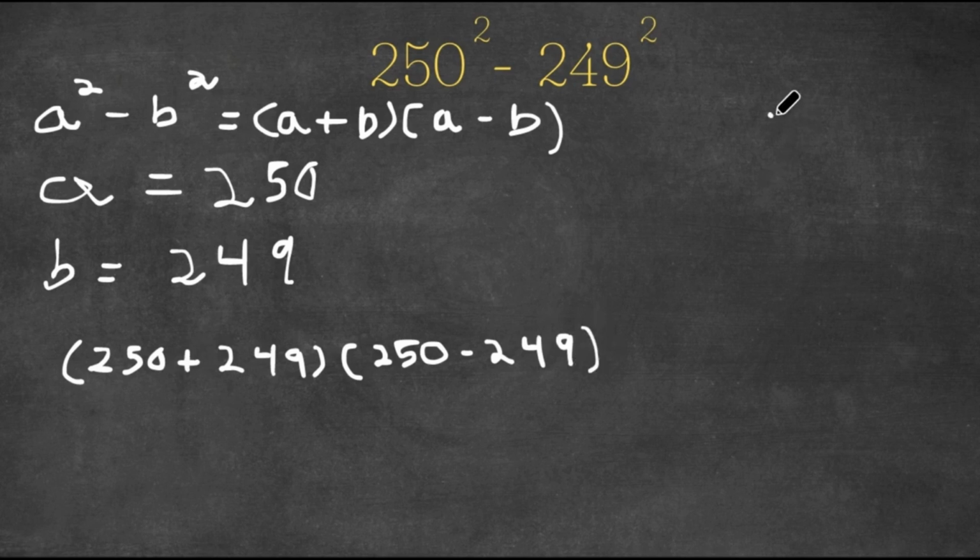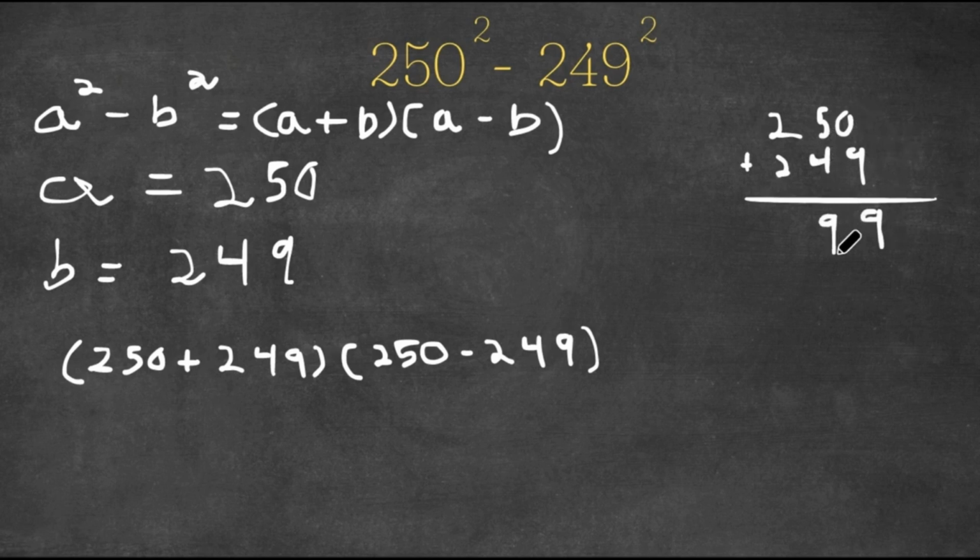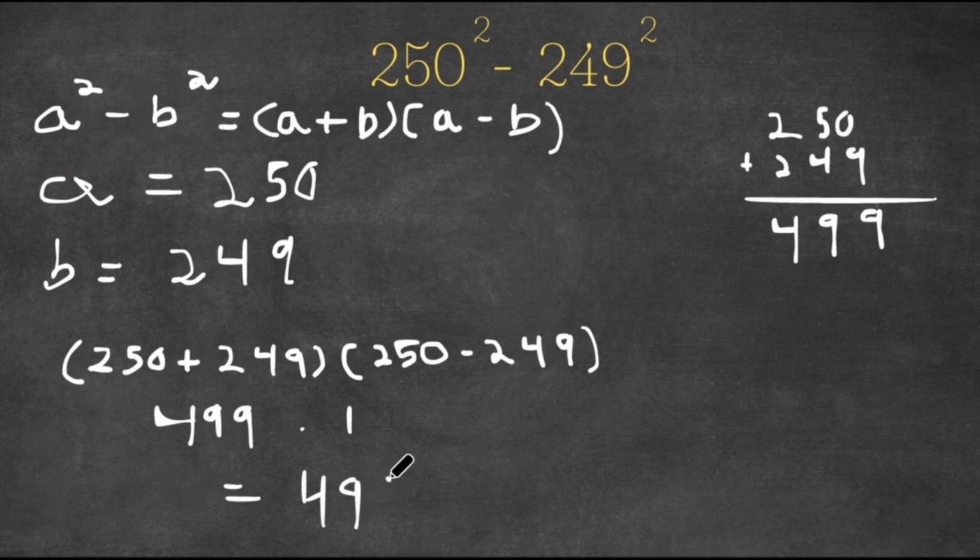Now 250 plus 249, I'll write that right here, 250 plus 249. Now 0 plus 9 is 9, 5 plus 4 is 9, and 2 plus 2 is 4. And 250 minus 249, well, that's simply 1. So we get 499 times 1, which is simply just 499. So this is our answer.